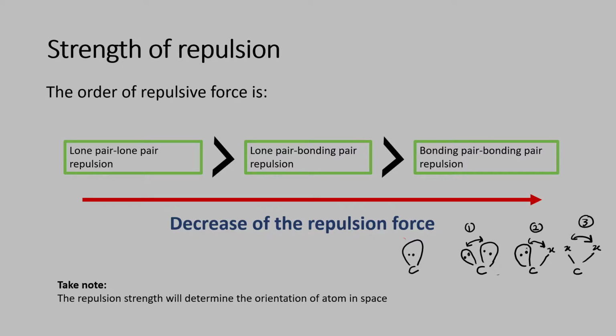There's a reason why we have this order of repulsive force. Because if you remember, when bonding, the atoms are shared. So the electrons are shared. The electrons here and here are shared between the carbon and the terminal atom. X ni boleh jadi apa-apa atom.